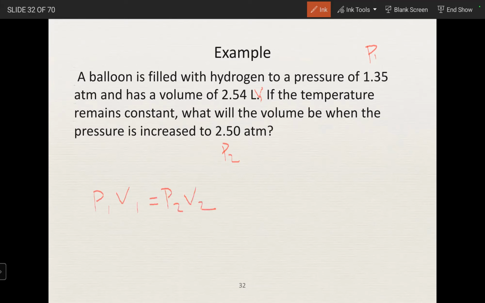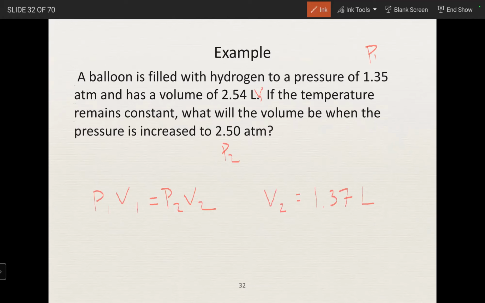So we'll do 1.35 atmospheres times 2.54 liters on the left, divide by the 2.5 atmospheres on the right, and that'll give us our new volume for that hydrogen balloon. And what we're going to see is it's going to be 1.37 liters. And then with these ones, again, we have 1.37 just because the sig figs there, all those values have 3 to begin with. But with this one, always double check yourself, see if that answer makes sense in terms of what you're plugging in here.